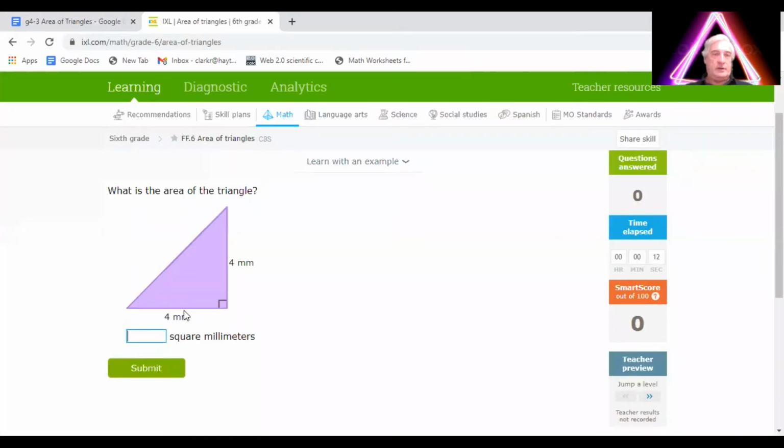Here I have a triangle that is 4 millimeters by 4 millimeters. The area of the triangle is 1/2 the base times the height. I'm gonna always call the bottom one base and the one going up height. If the triangle turns sideways, I'm still gonna call the bottom base and this one the height. So it's 4 times 4 times 1/2. We put an 8 in the box.